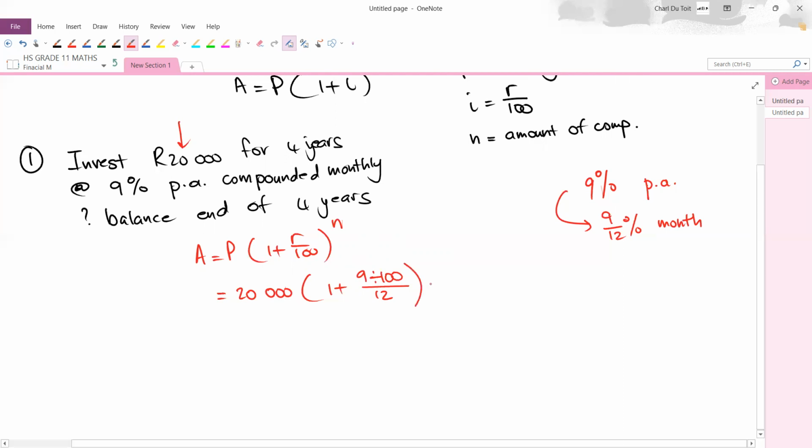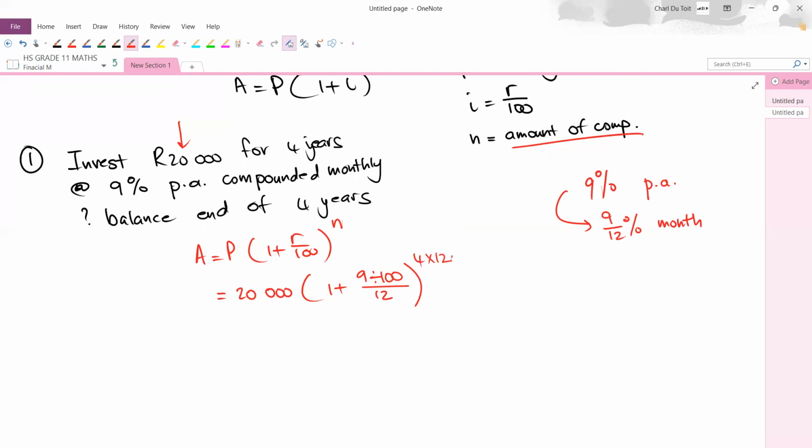And then I'm also going to do a calculation every month because I'm compounding your interest every month. So I'm not going to do 4 calculations, one for each year. I'm going to do 4 times 12 calculations, so 48 calculations. Every month for 4 years, I'm going to add interest, and that amounts to 48. So I'm just going to put that into the calculator.